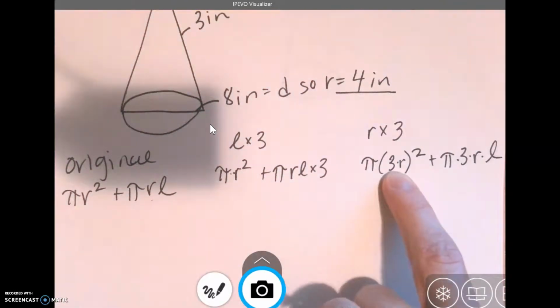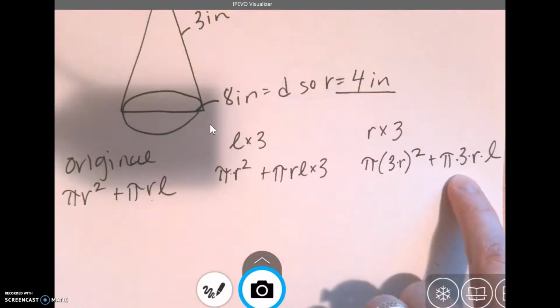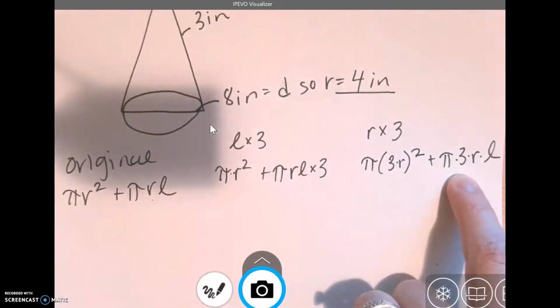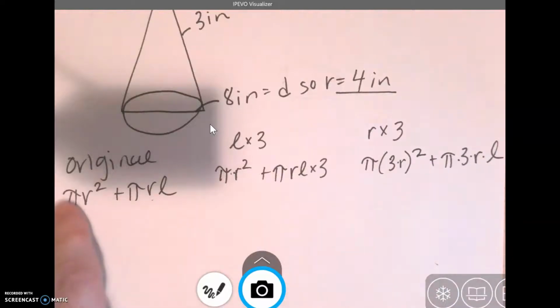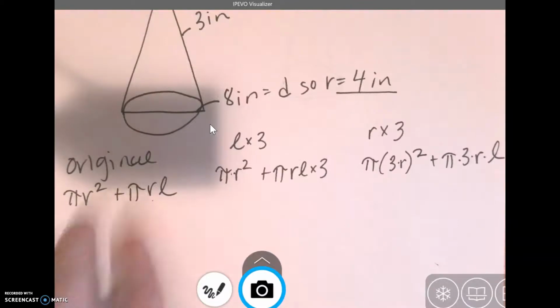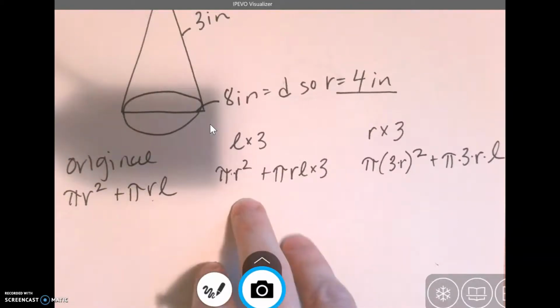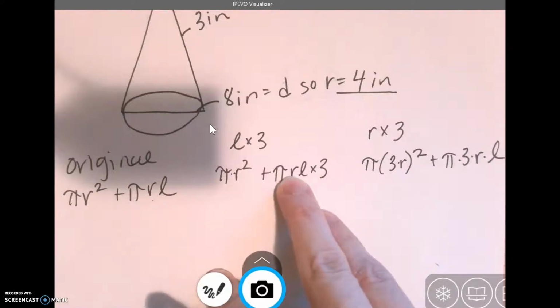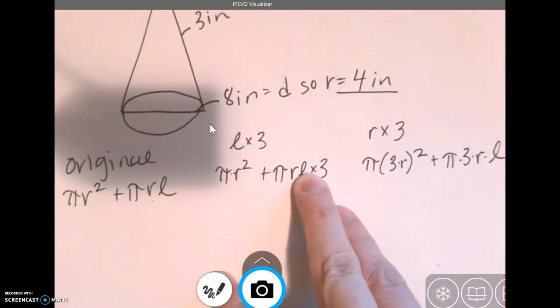So that would get bigger, and then therefore the partial circle that is like the lateral part, that would get bigger by triple also. So you could multiply this out, do like pi times 4 squared plus pi times 4 times 3, get your answer. And then here you would do the same thing. This would be the same, and then this part you would just multiply by 3.